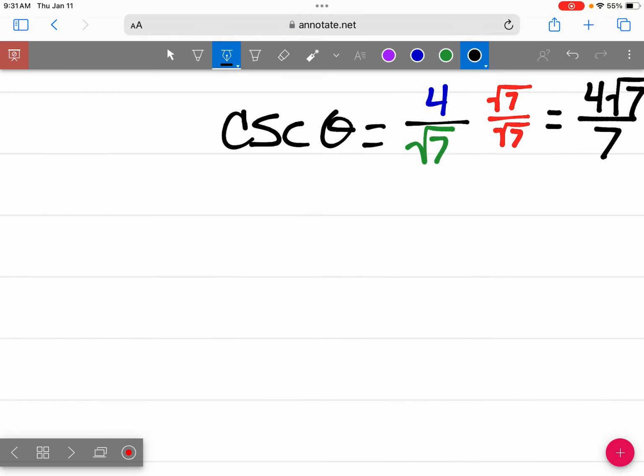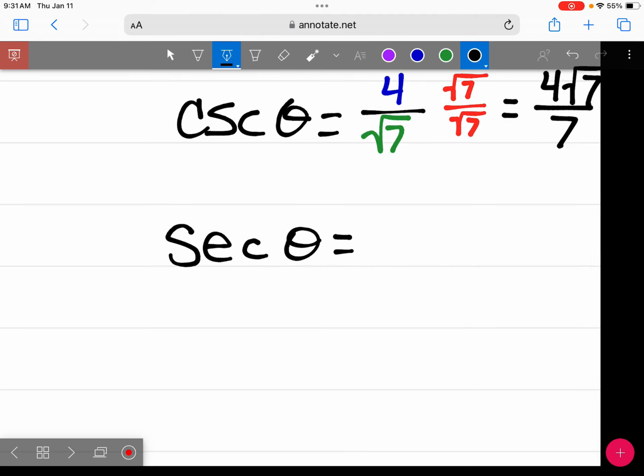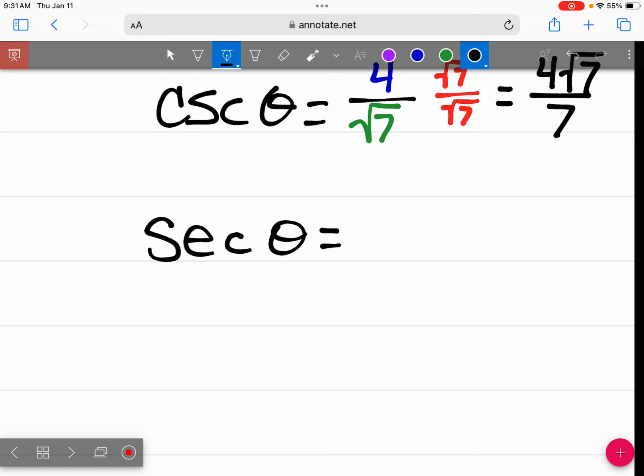Okay, so we're going to do the same thing with our secant. We did cosecant, let's do secant. Secant theta, remember that's the reciprocal of cosine. So it's going to be 4 over 3. Again, you can also do that by going back to our definition of secant, being hypotenuse over adjacent.